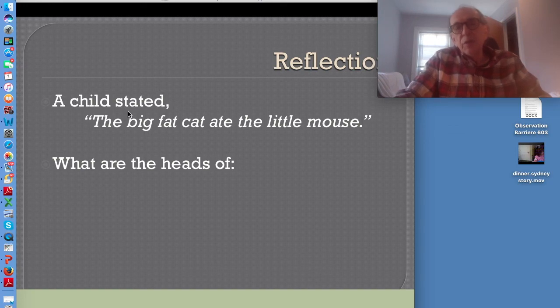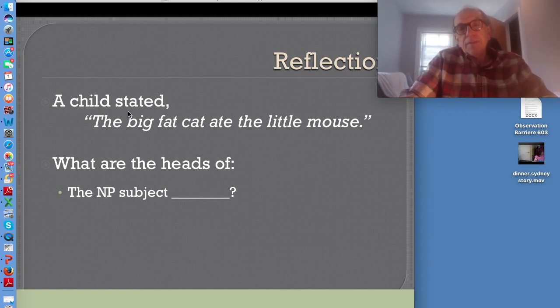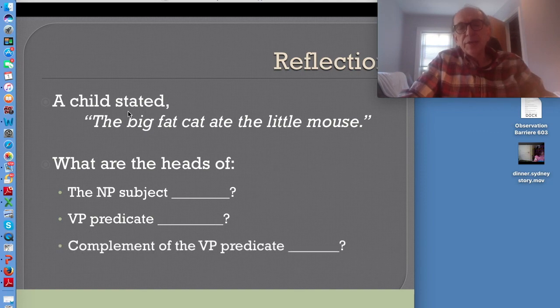So I ask you to practice, and you can figure out what are the heads of the noun phrase subject of the big fat cat ate the little mouse. What is the head of it? What is the full noun phrase subject? Everybody. Now, if we were on play, you'd pause it and fill this in without my talking, but here I'm going to talk, but I'll allow you to fill this in for yourselves. What's the head of that subject of that sentence? Now, the verb phrase predicate, what is it? What's the head of the verb phrase predicate? Now, what's the object or the complement of that verb phrase predicate? And what's its head?